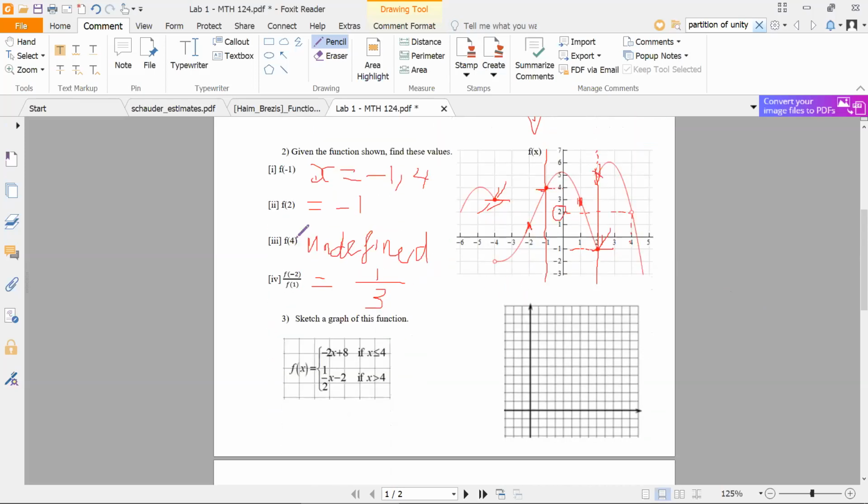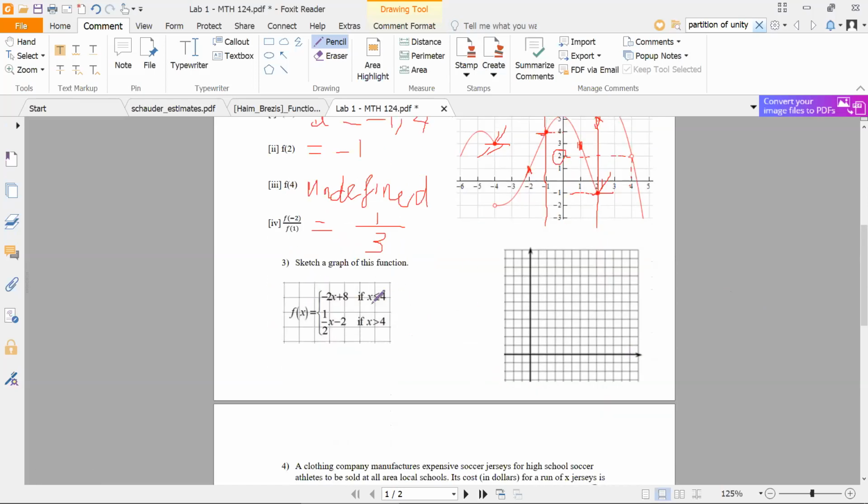Okay. So now this one is about sketching a graph. So how do we sketch a graph? This is a little bit of a hard graph to draw, right? Because we have 2 pieces. The first piece is -2x plus 8 whenever x is less than or equal to 4. The second piece is 1/2 of x minus 2 when x is greater than 4.